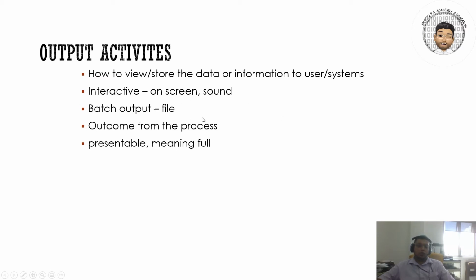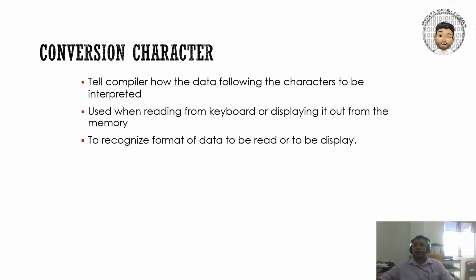The output is basically the outcome of the process that has been done by your program. This is where the benefit of coding comes in, meaning your code can produce what you intended it to do or not. Okay, this one I can skip first.